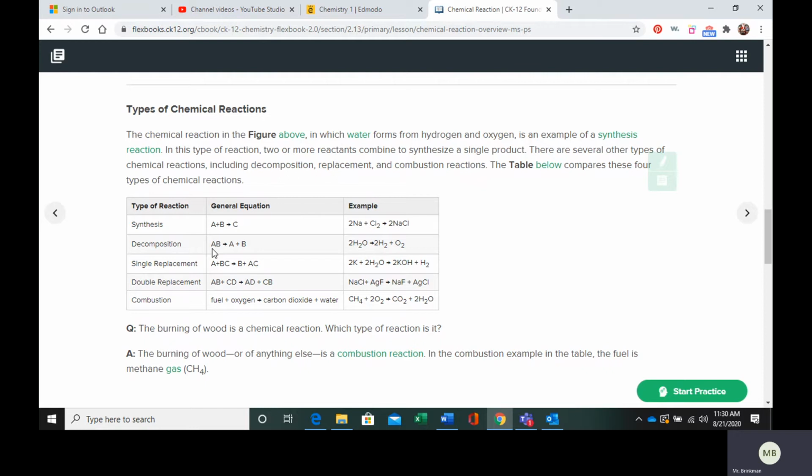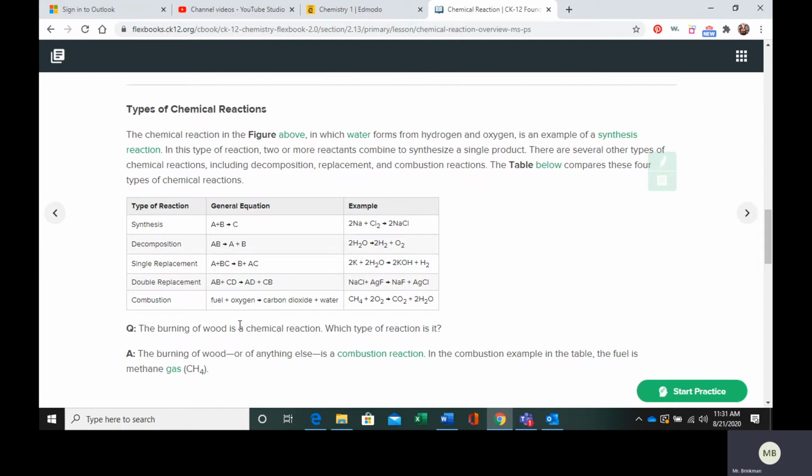Decomposition: something breaks down into its different elements. Single replacement is like switching square dance partners. B is going with C, but then on this side, they switched and A is going with C. So I guess it's not like switching square dance partners. C just dumped B for A. Double replacement is actually like switching square dance partners. A is with B, C is with D, but then they switch. So A is with D and C is with B.